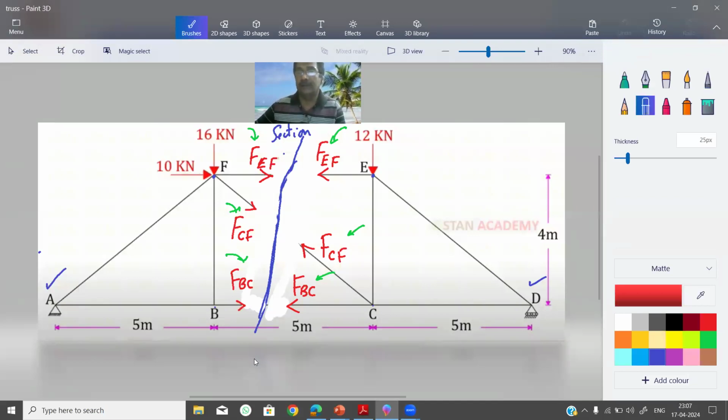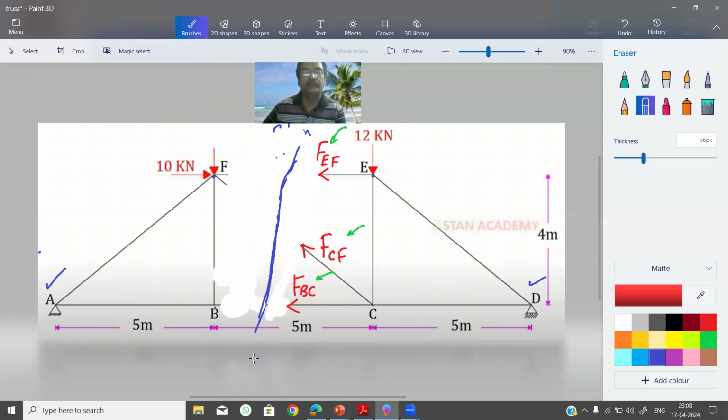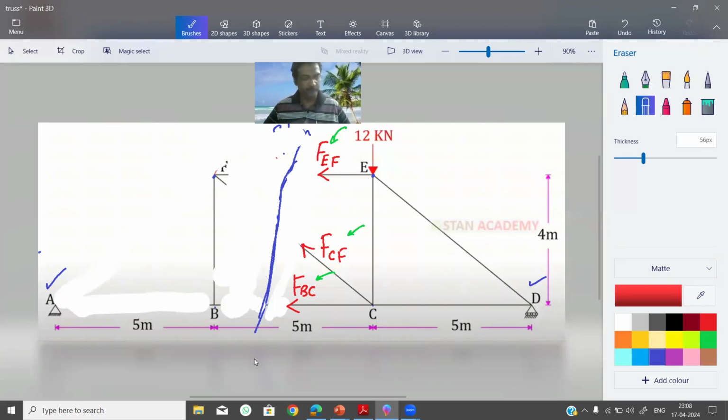Okay, right? That means, suppose I am selecting the right hand section, right? Is it okay? Now I am selecting the right hand section. So the moments can be taken. So I am modifying the left section. I am keeping only the joints. Joint means a point.